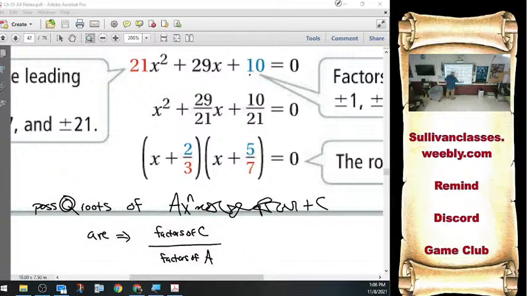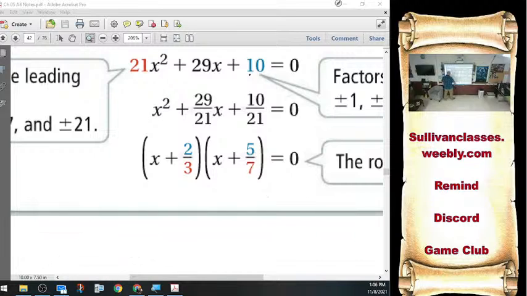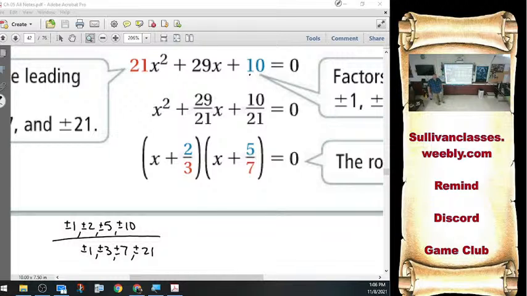The catch is writing it out. If I write plus or minus 1, plus or minus 2, plus or minus 5, plus or minus 10, plus or minus 1, plus or minus 3, plus or minus 7, plus or minus 21, I have to write it out. All the possible factors of 10 over all the possible factors of 21. I don't like writing plus and minus that many times. Mathematicians are notoriously lazy. So I'm going to write plus or minus once.